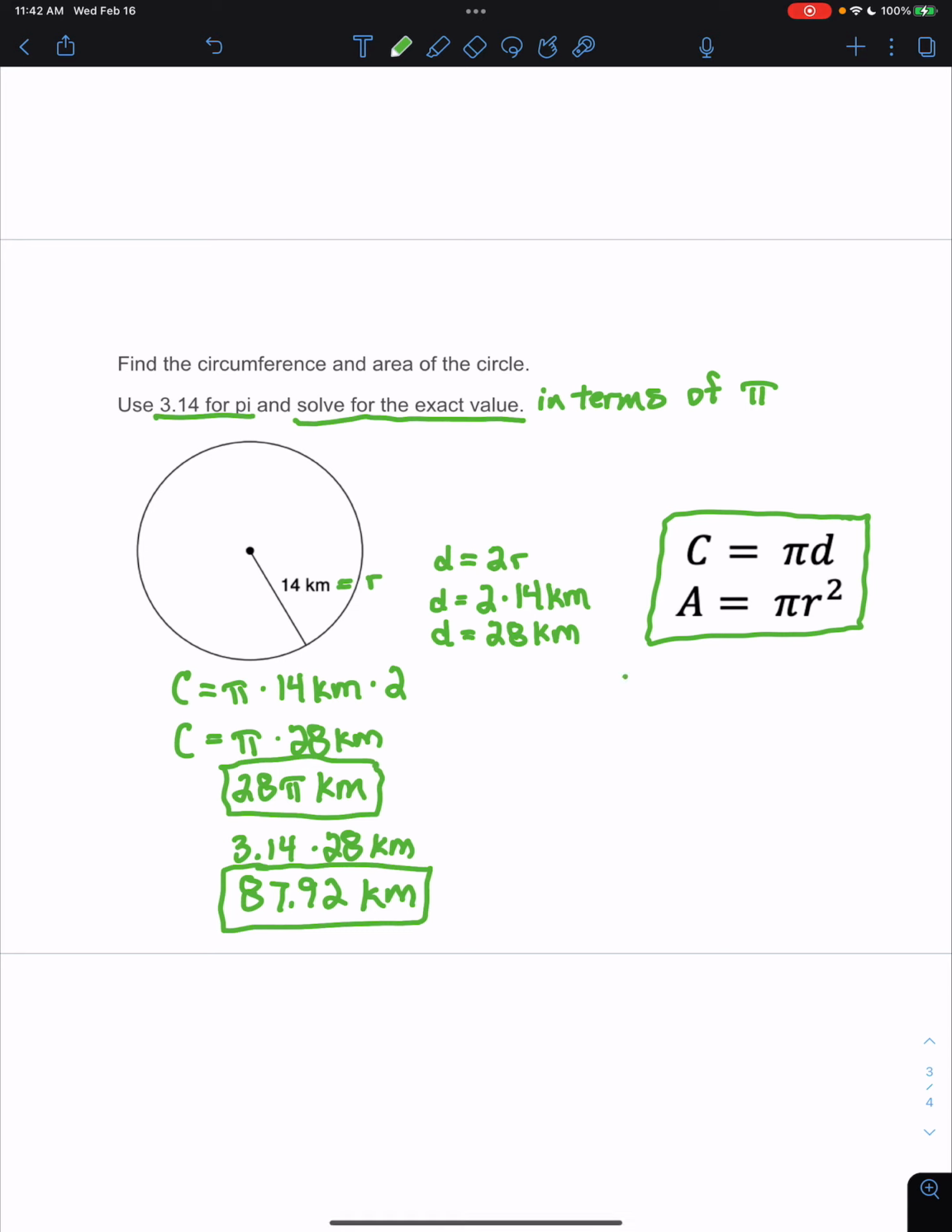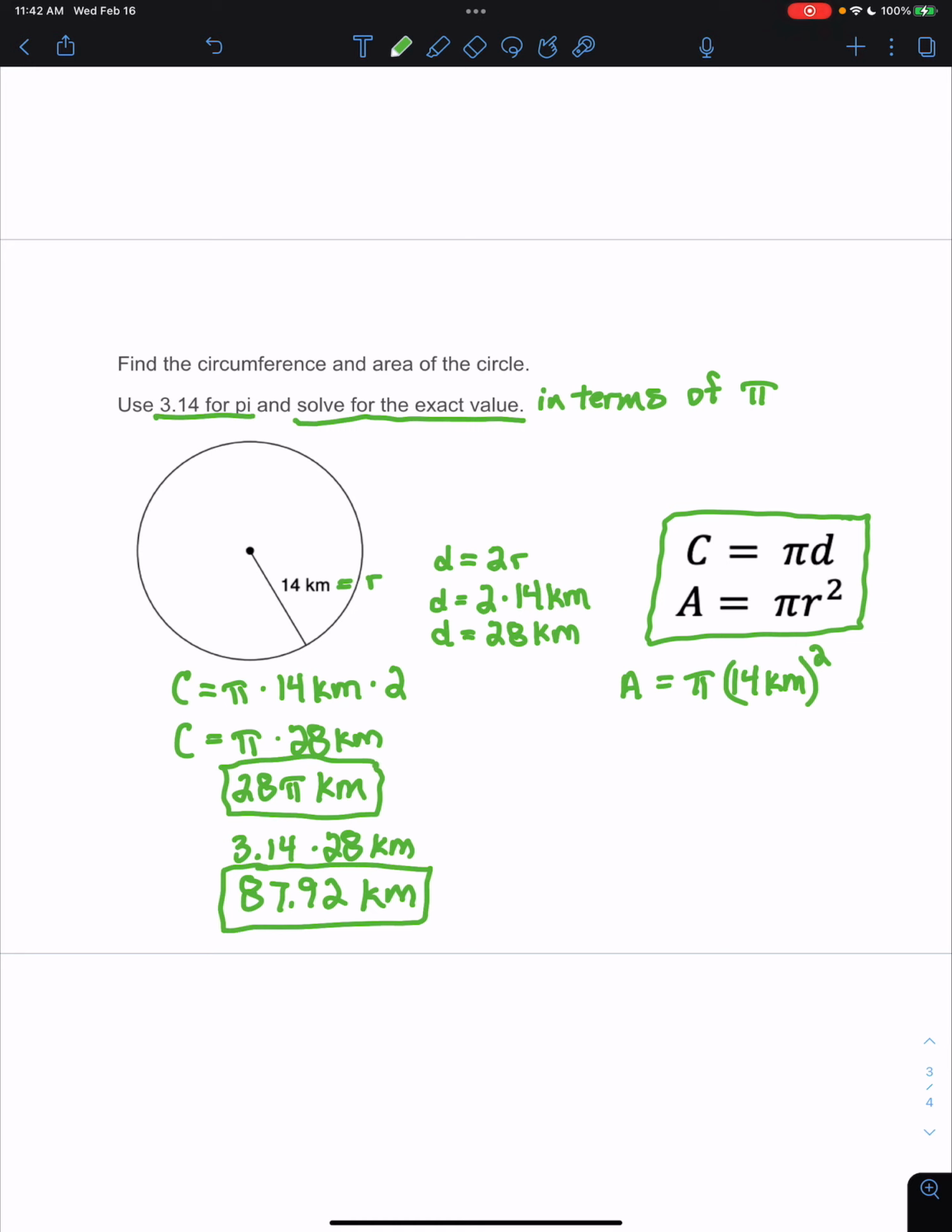So now let's find the area. So here I have my area formula. Area is pi times the radius squared. So times 14 kilometers squared. And I'm writing it like that. I'm keeping my units with my number, because I want you to remember that area is always in square units.